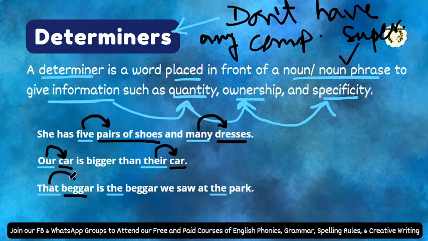That beggar, the beggar. That beggar is the beggar, again specifying, we saw at the park. We are talking about some specific park. We are not talking about any general park. That beggar is the beggar we saw at the park, right? So this is how determiners work, but determiners also have different types.